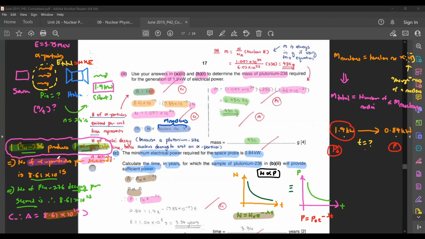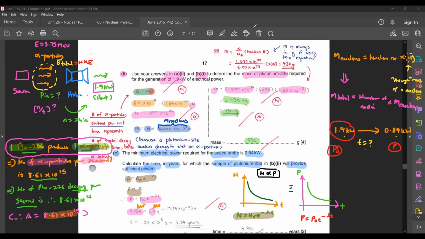Just sub in the values you know, and you will be able to get the answer. So this one is 0.84. This is 1.9. You don't need to change the power into SI units, because here it is kilowatts and here it is kilowatts, so the units will cancel off. There's no need to do any kind of conversion.